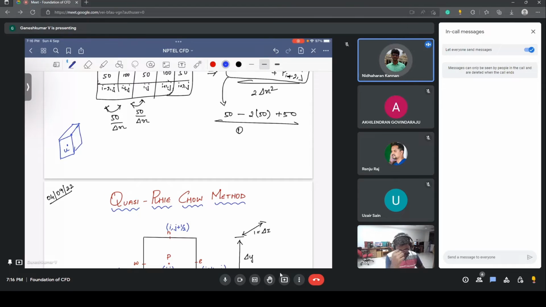If they still say like that, what you can do is refer to a few books like Versteeg and Malalasekera. Maybe it might be a fault in their presentation, or I will also look into that. Don't worry about that. As far as I remember, it is just cell center. We just store it in the cell center.